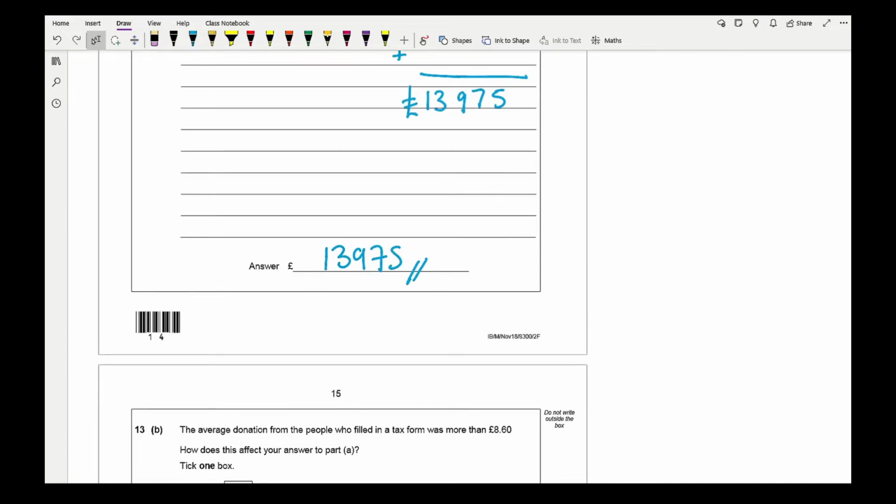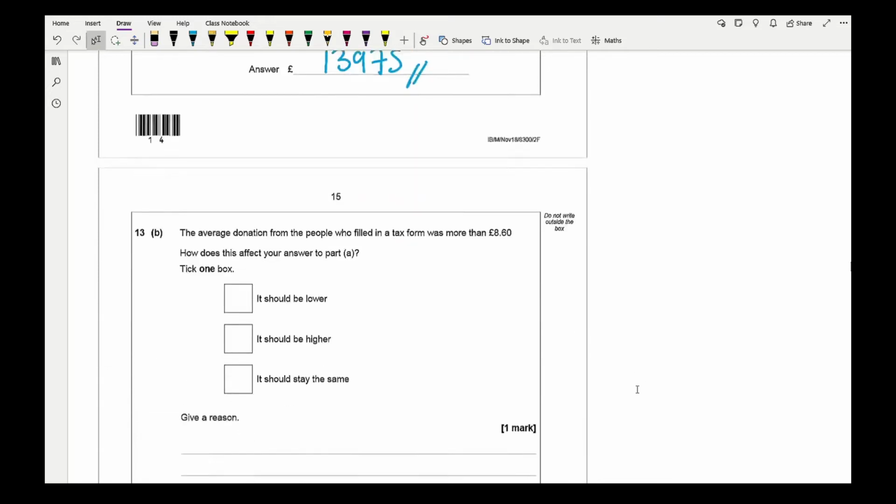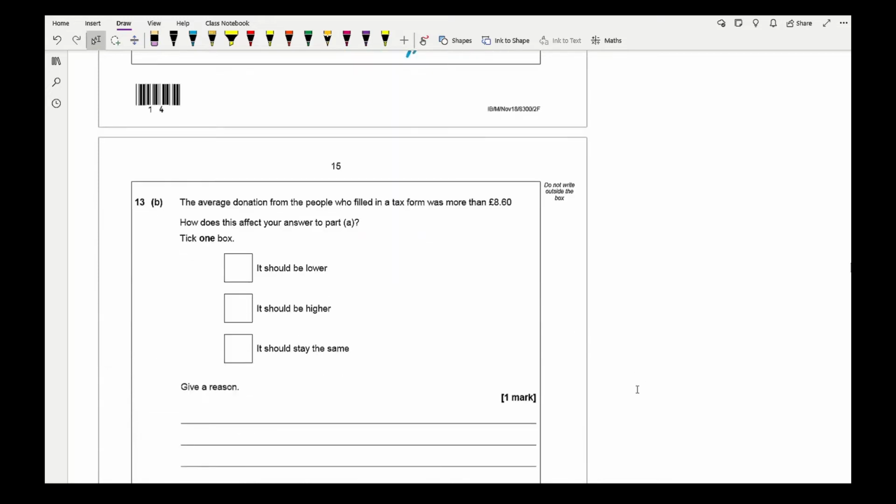So then moving on to the next question. Let's have a look at what this question says. So it says, no, question 13b rather. It says the average donation from people who filled out a tax form was more than £8.60. How does this affect your answer in part A? Now for this, if they're paying more, then it basically means that the answer should be higher.